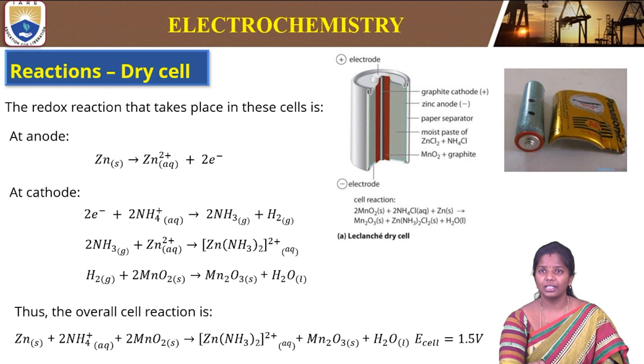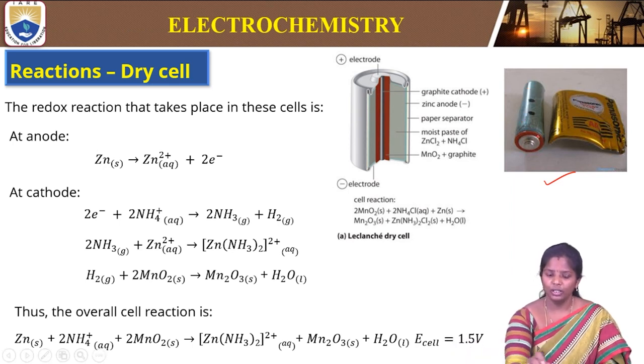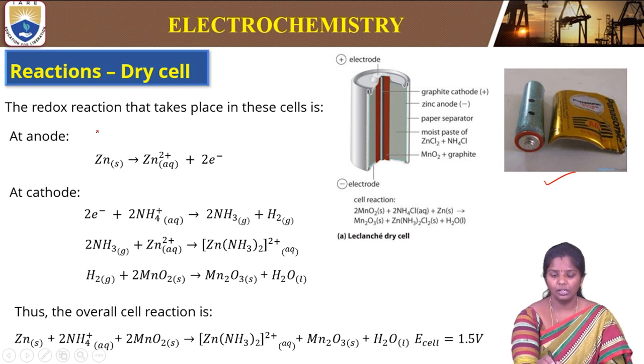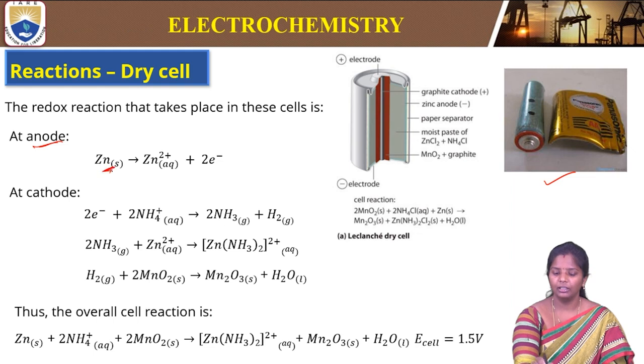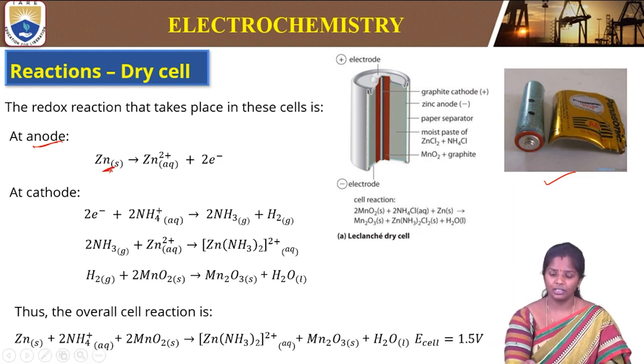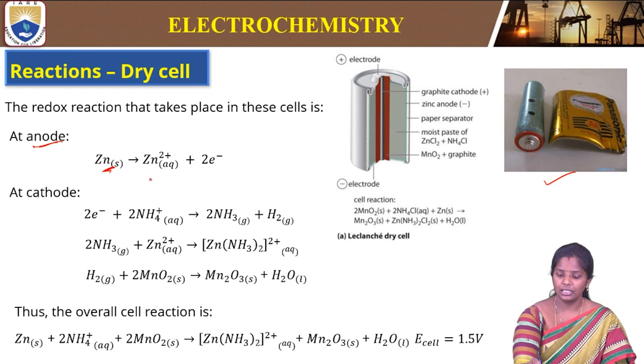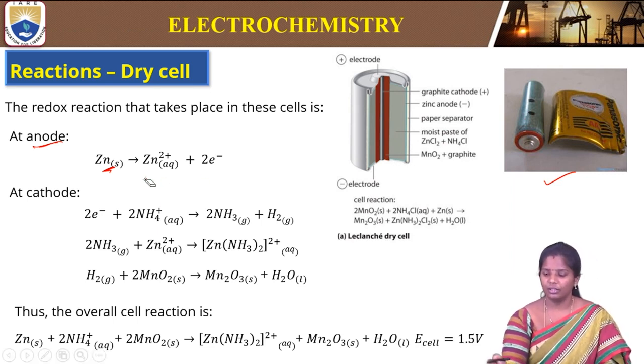These are the redox reactions. When the battery is dismantled, as we see in this figure, the outer cover is stainless steel, and this is the zinc container. At the anode, the zinc container, which is highly reactive, oxidizes and forms Zn2+ ion and gives off 2 electrons.